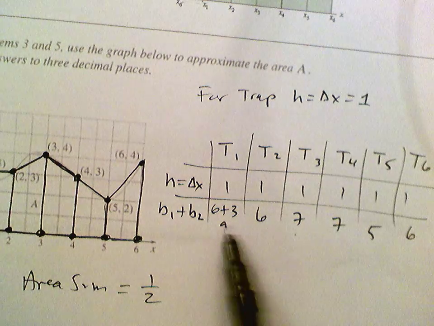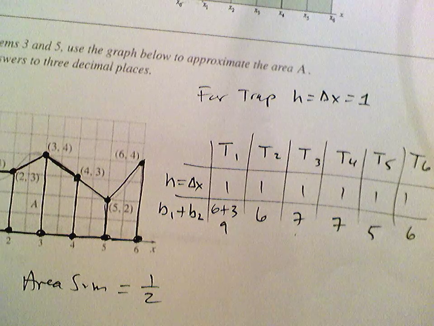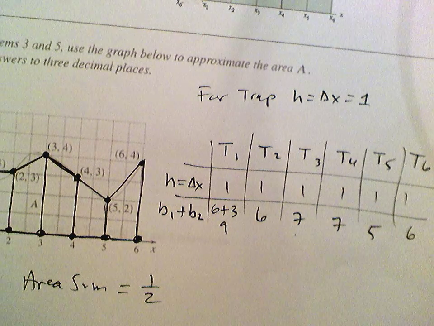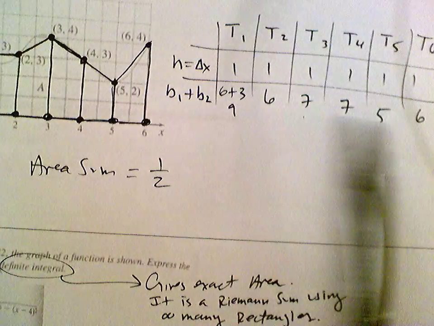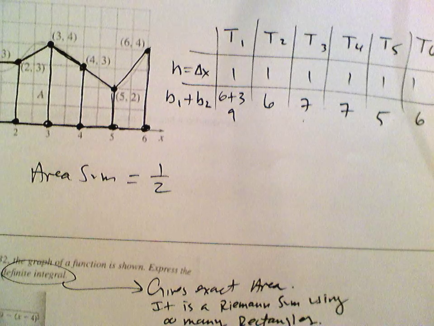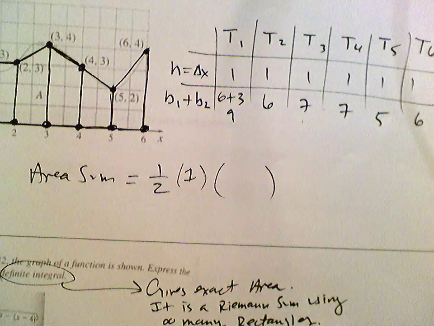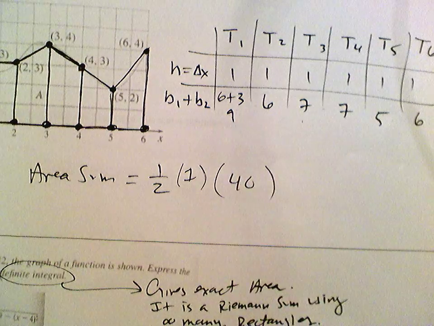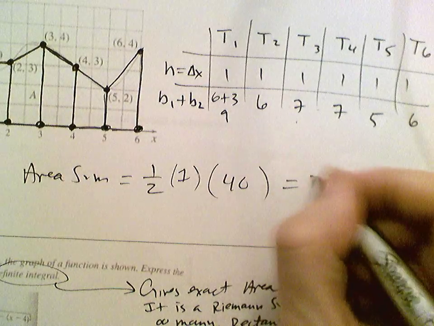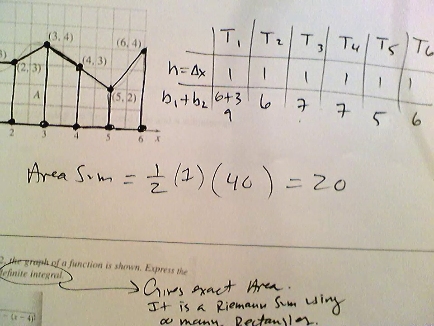Since you're multiplying every term of the sum by 1/2 and every term of the sum by 1, you could just factor out 1/2 and factor out 1, and then just add all of the base 1 plus base 2's together. So we're going to have 1/2, 1, not really necessary to write. And then if you add those all together, I got 40. Okay, so 20. And a pretty good estimate, as you can see, it's pretty close to the curve itself.